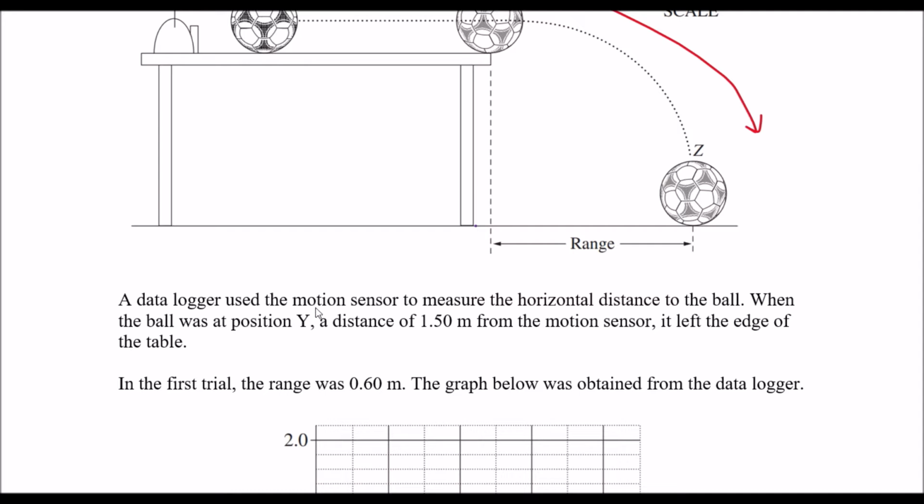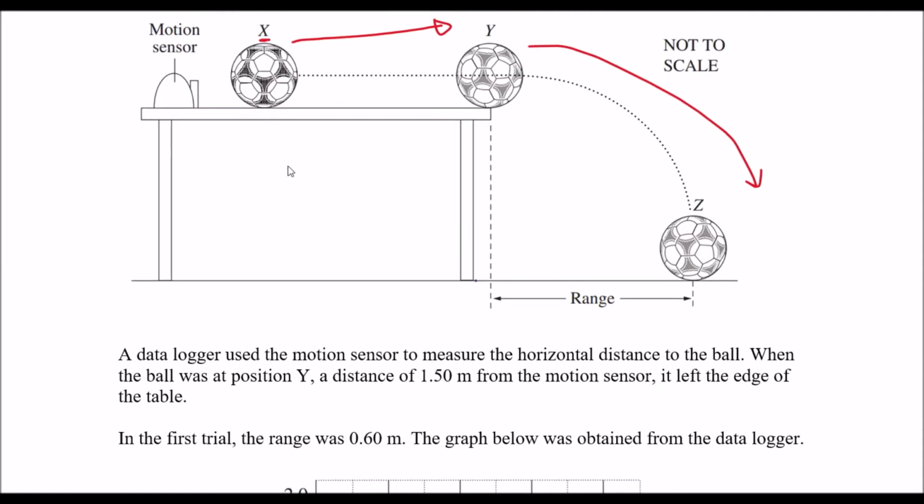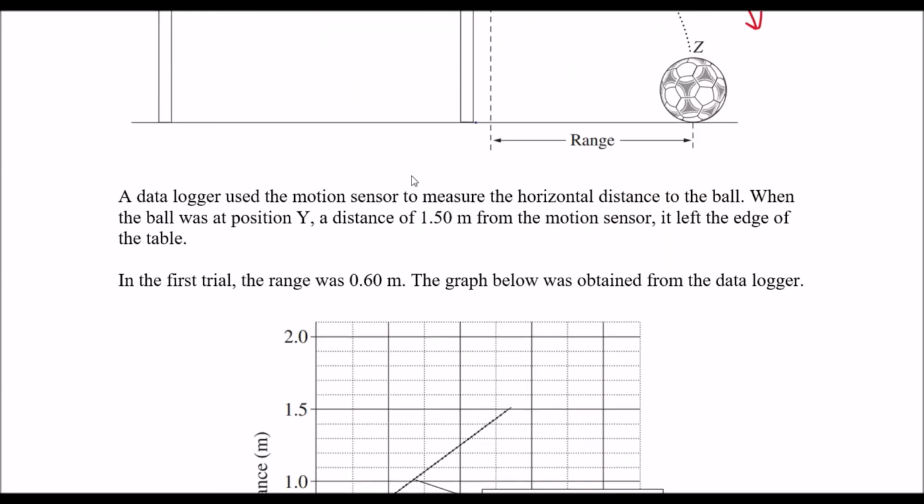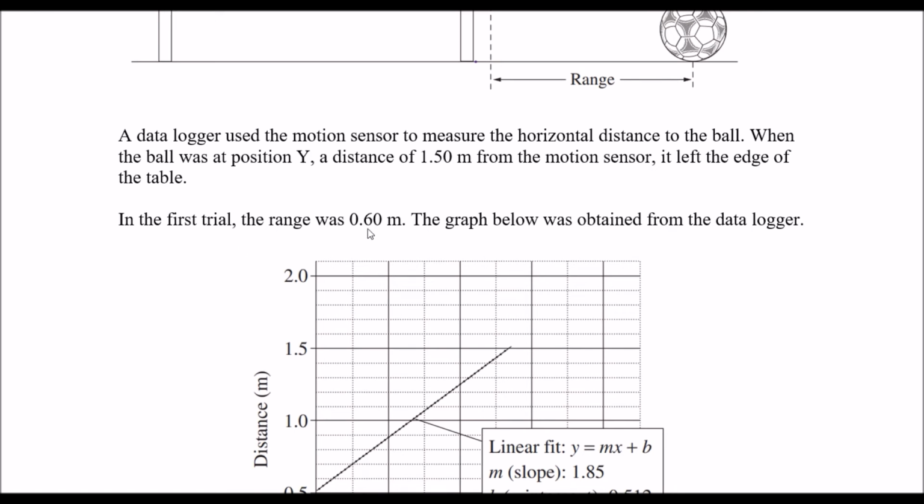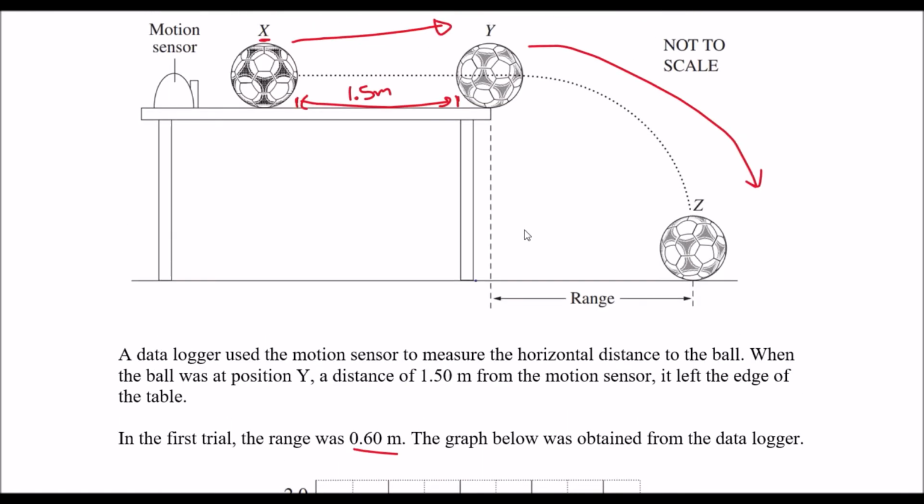A data logger used the motion sensor to measure the horizontal distance to the ball when the ball was at position y, a distance of 1.5 meters from the motion sensor, when it left the edge of the table. So according to this question, from here to here, this distance is about 1.5 meters. In the first trial, the range was 0.6. So we're saying that the ball traveled 0.6 meters.